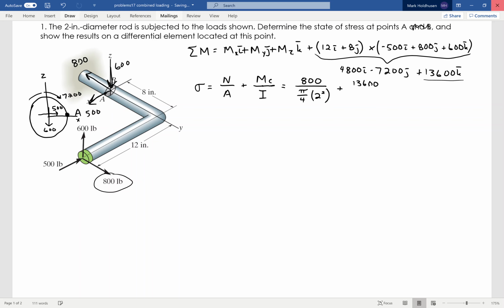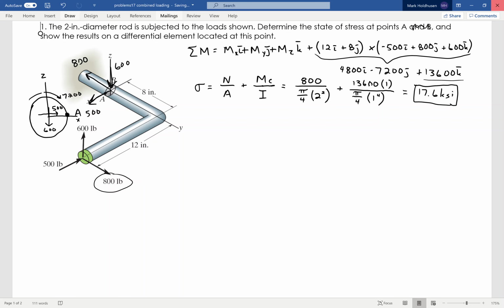13,600 times c, which is the radius, which is 1, all over I, which for a circle is pi over 4 times the radius to the 4th. So these are both in tension, due to the 800 causing tension, and also due to that 13,600, which is the 800 times 12, causing A to elongate, be in tension. Since they're both in tension, I add them together, and I get a total normal stress of positive, in tension, 17.6 KSI.